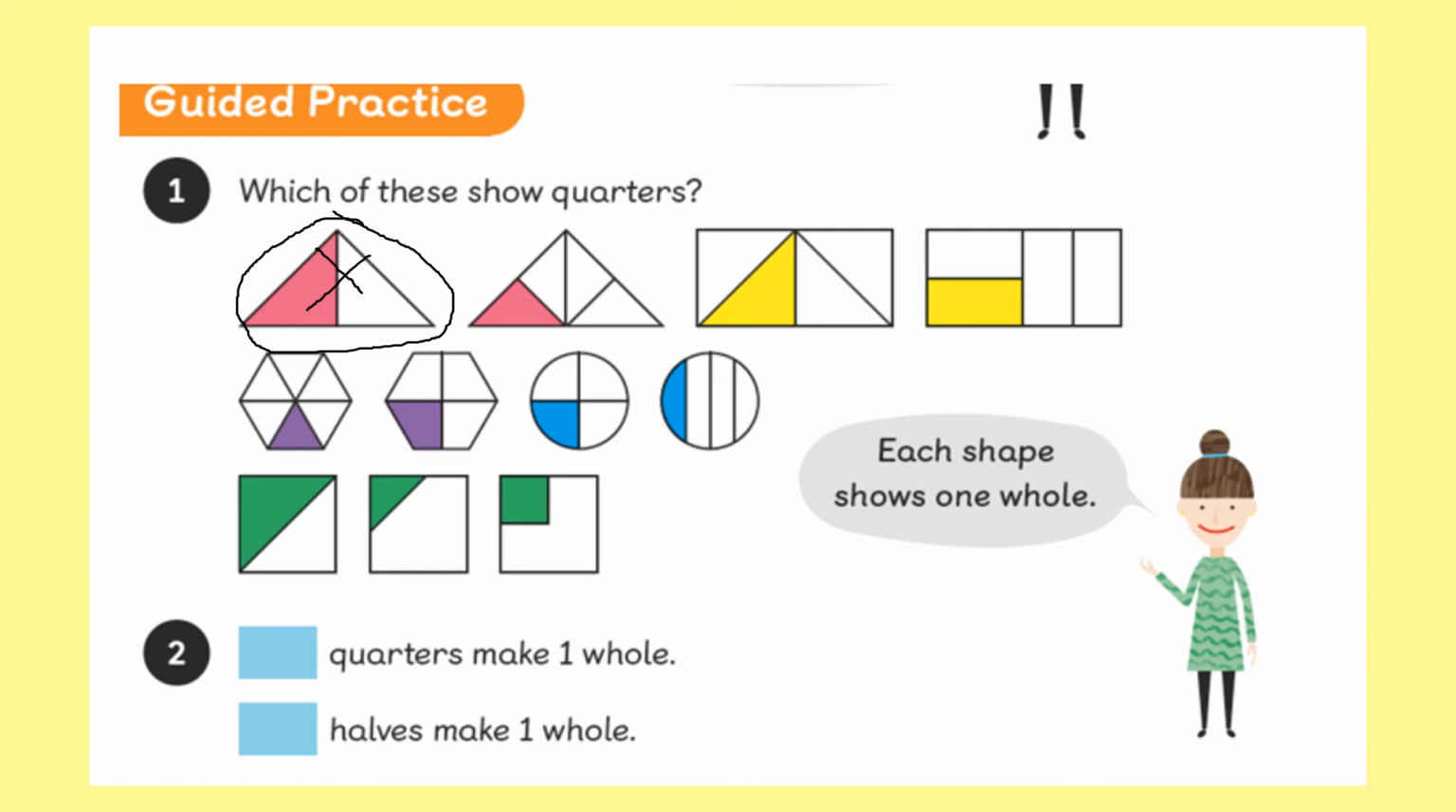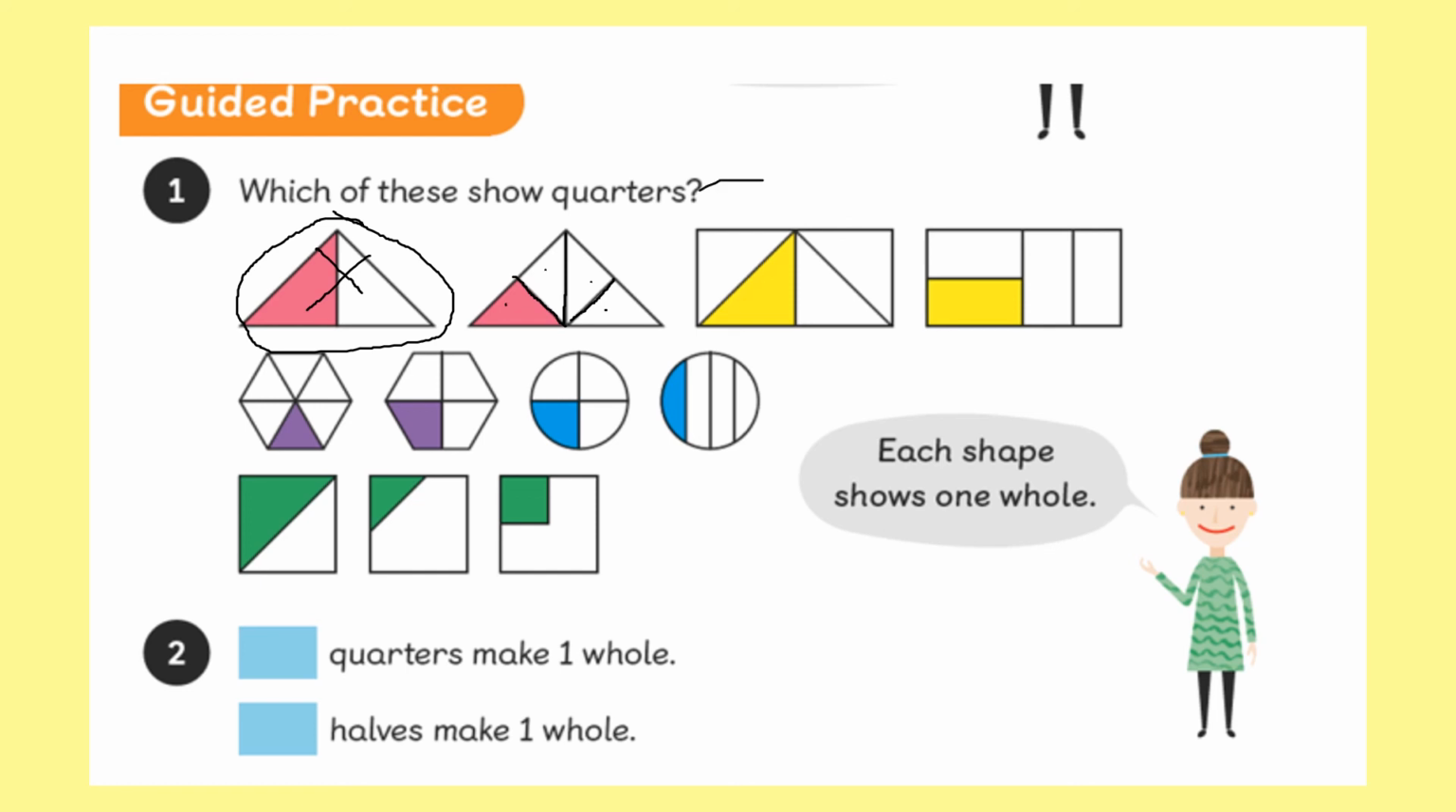But this one here, let's have a look at this one. If we cut along the lines, okay, if we cut along those lines, we would get 4 equal parts. We've got one there, one there, one there, one there, and that is 4 parts that are the same. So they are quarters. It's been cut into quarters, 4 equal parts.